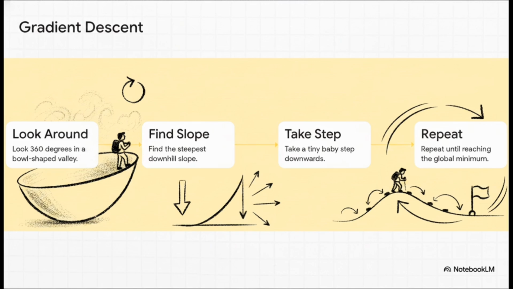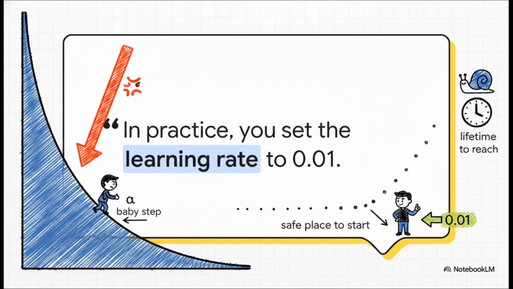By mathematically calculating partial derivatives, our algorithm is doing exactly this. It's finding the steepest downward path to the global optimum step by step by step. Now you might be wondering, how big should that baby step be? That's determined by the learning rate, or alpha.